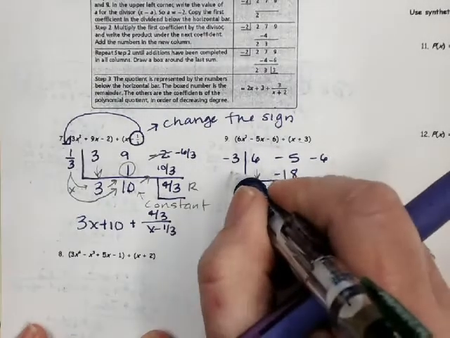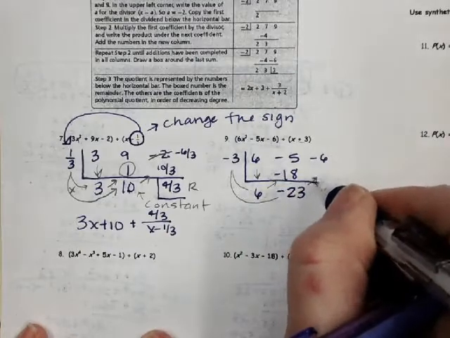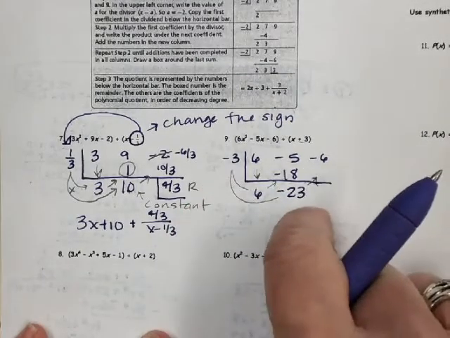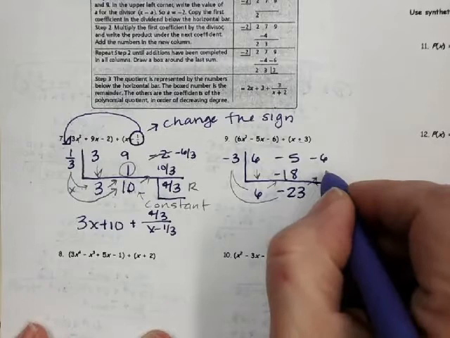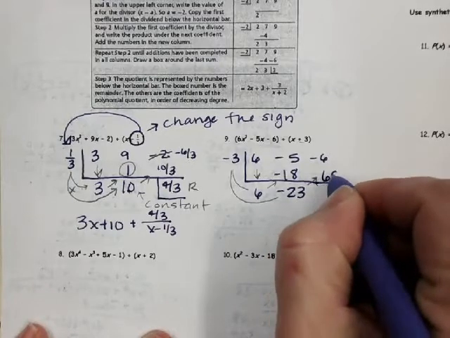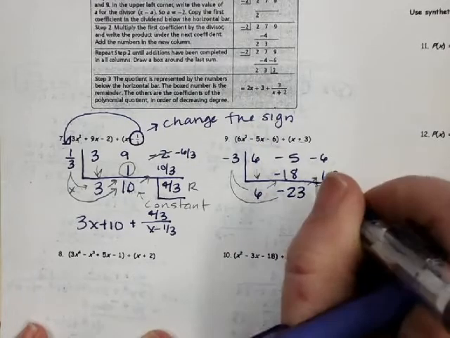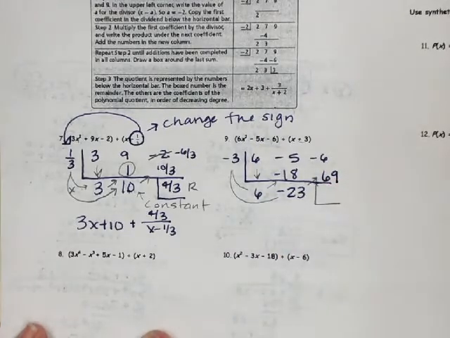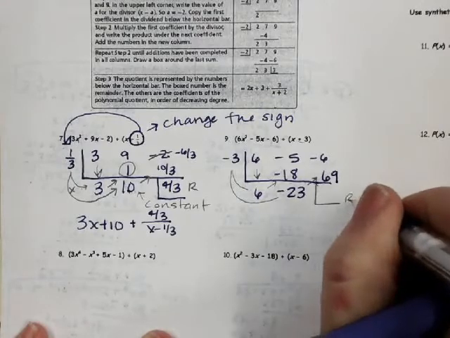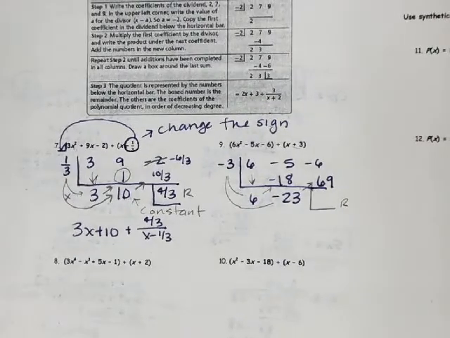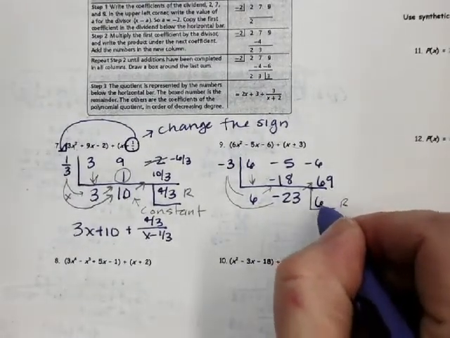And then I multiply, put it here. Negative 3 times negative 23 gives me a positive 69. And then I combine. And this last term is going to be my remainder. So negative 6 and positive 69 gives me a positive 63.